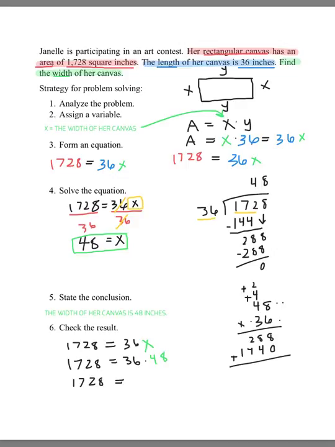So we're going to have to go ahead and add these up. So 8 plus 0 is 8. 8 plus 4 is 12. Make a note to add a 1. So now we're going to have 1 plus 2 plus 4. And that's going to give us a 7. And now with the 1, we have 1,728. So the left hand side is equal to the right hand side. So our solution is correct.